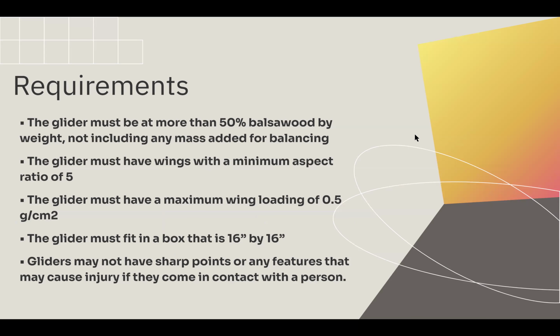Our project had several strict requirements. The glider needed to be over 50% balsa wood by weight, have a minimum aspect ratio of 5, and stay under a maximum wing loading of 0.5 grams per centimeter squared. It also had to fit inside a 16 by 16 inch box, be hand launched only, and not have any sharp or unsafe features. Finally, to count as a successful design, it had to fly at least 20 feet during testing.